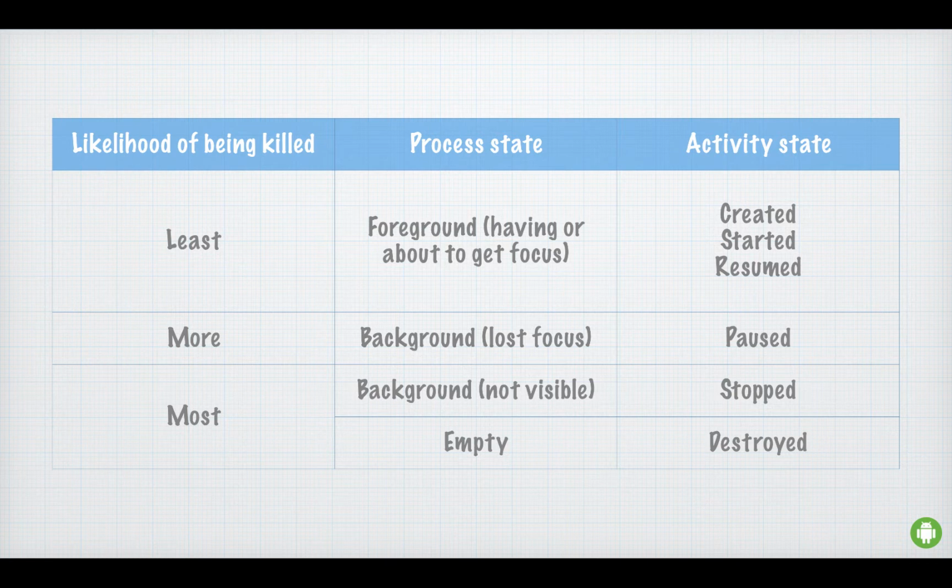An activity that is destroyed has technically already been killed. An activity that has been stopped, in other words, it is not visible, is the most likely to be killed by the system if memory is needed. An activity that is only paused, in other words, it has lost focus, is less likely to be killed by the system than a stopped activity. And an activity that is starting up or has already started up is least likely to be killed by the system.